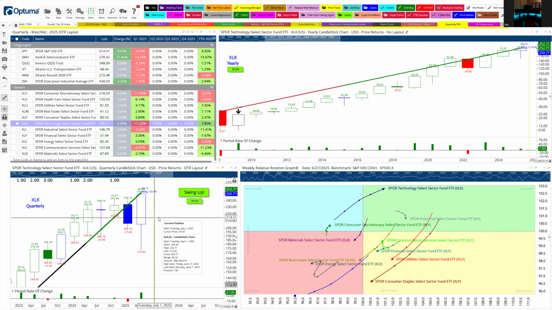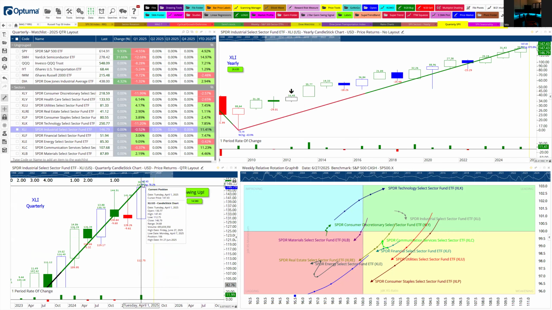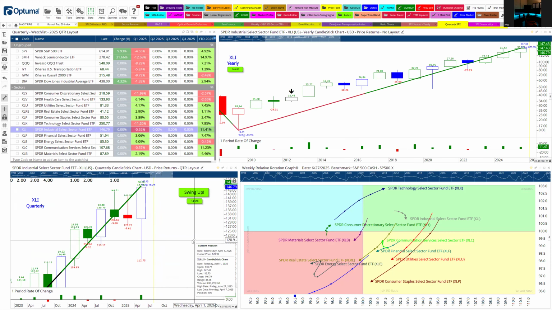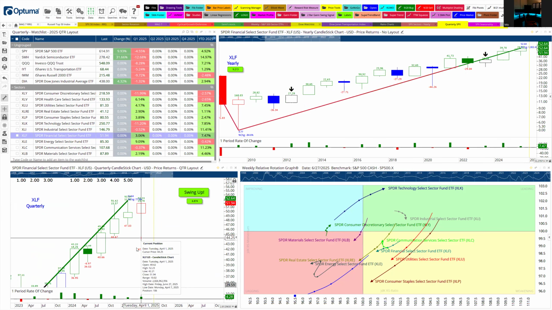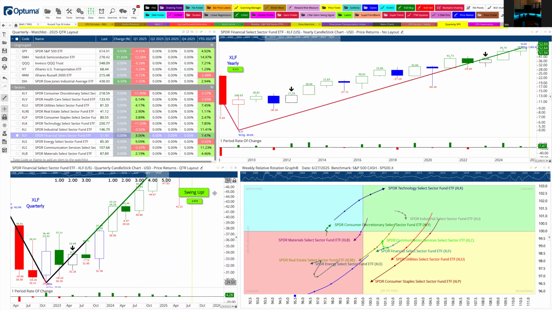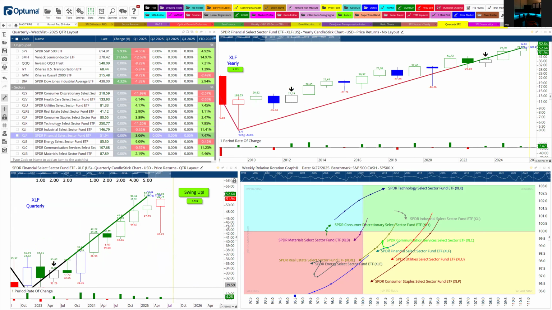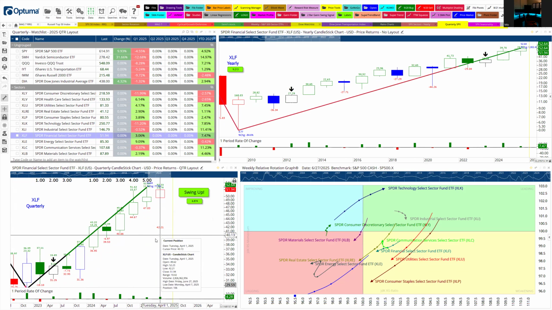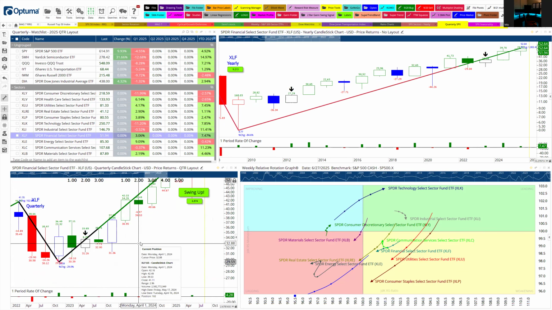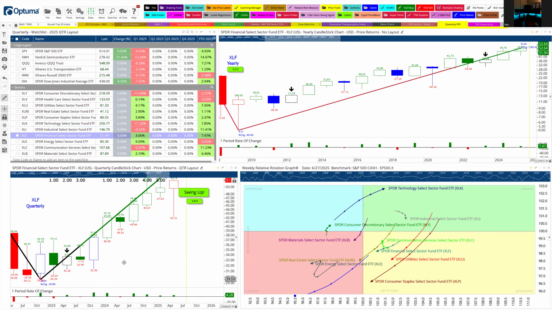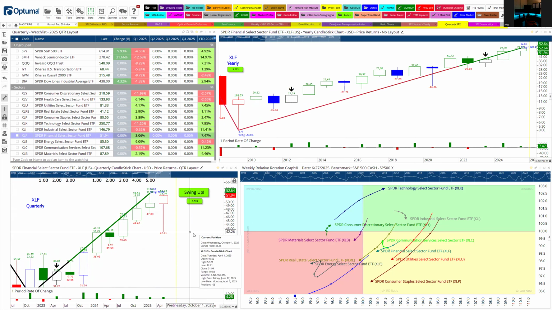Tech, double outside bars. Industrial, look at this outside bar. It's the strongest sector right now in the market. It's even leading the tech as well. Financials, down. Financials actually got the first lower bar since the October 2022 low. You see right there.